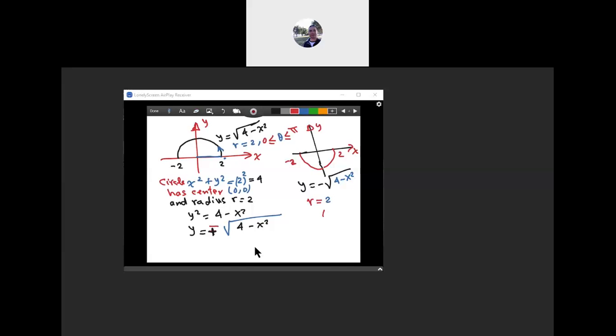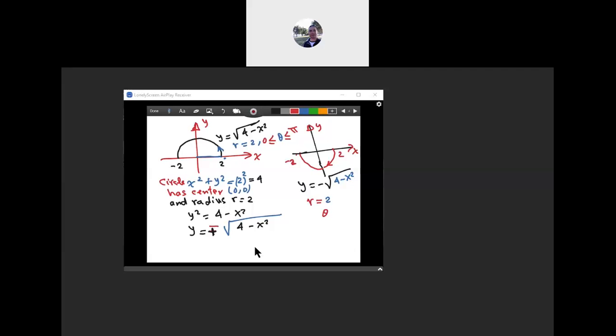Theta between minus pi and 0, right? Because you are going anticlockwise. Or you can say from pi to 2 pi. It's up to you, okay?